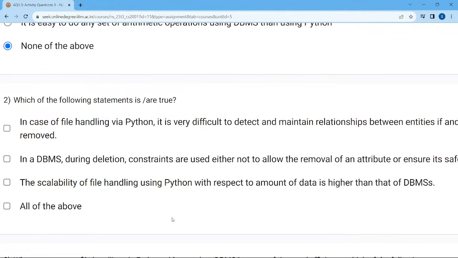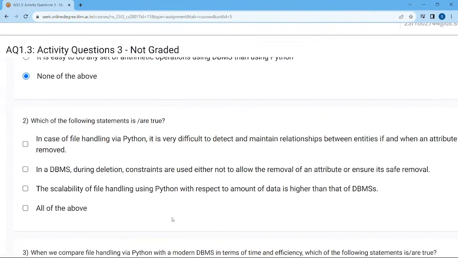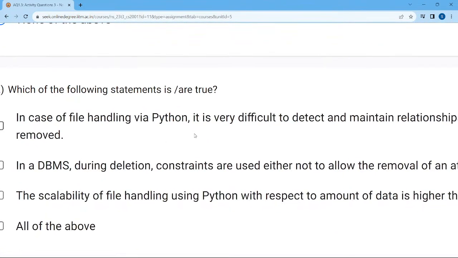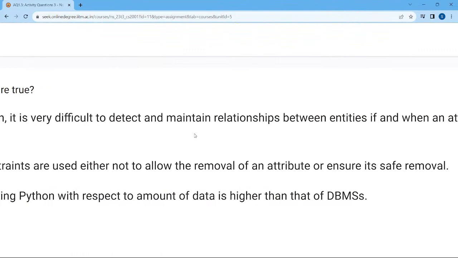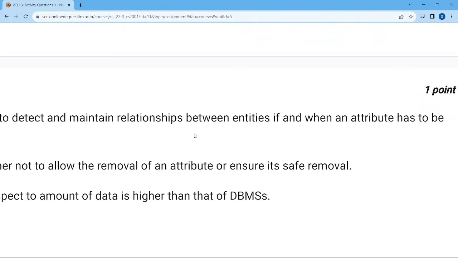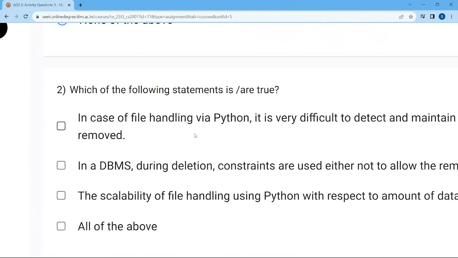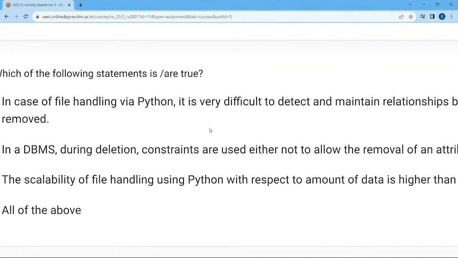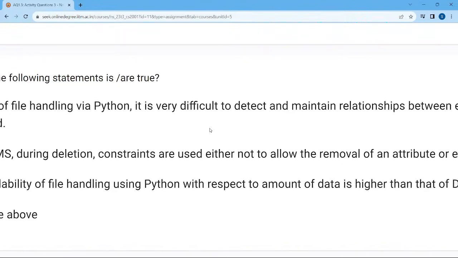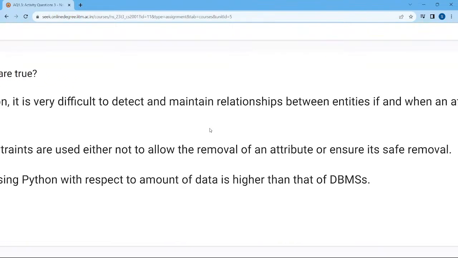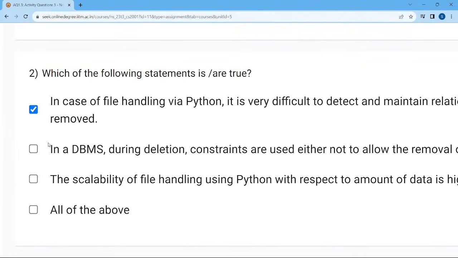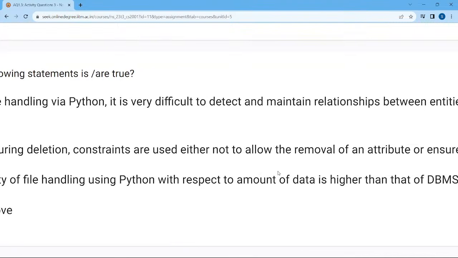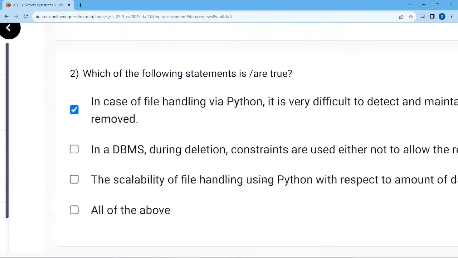Which of the following statements are true? In case of file handling via Python, it is difficult to detect and maintain relationships between entities if and when an attribute has to be removed. I guess this is true. In DBMS, referential constraints are used either not to allow the removal of an attribute or to ensure safe removal. This line is hard to explain. The scalability of file handling using Python with respect to amount of data is higher than that. No, scalability is less.